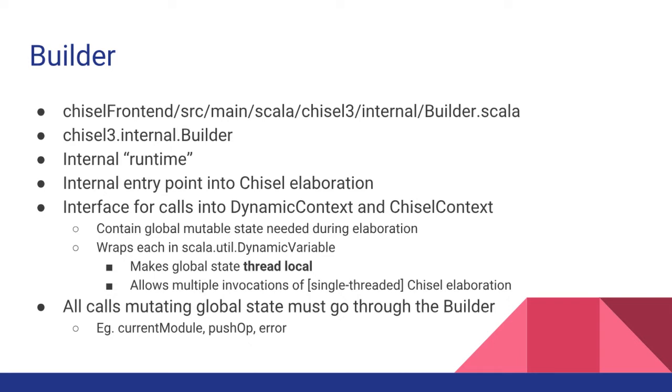So what are these things? They are the objects that hold global mutable state during elaboration. They're wrapped up in Scala util dynamic variables, which makes them global state that is thread local. So that's important if anyone's interested in how you would make Chisel parallel. You have to keep in mind that currently the way that we synchronize this data is thread local, which is nice because at least you can run multiple instances of Chisel and it won't cause a problem, but it is still global state, and so we have to share it somehow, and we share it through these thread local data structures. Like I said, it imagines multiple invocations of single-threaded Chisel.